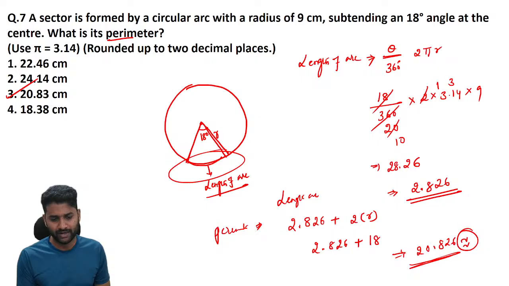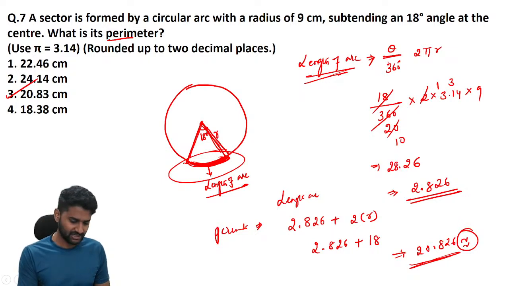First you have to identify the length of the arc. Then we have two radii. See, perimeter is all about the sum of all the sides. So this is not an exact side. This is all about the arc length. So the arc length you should calculate: subtended angle divided by 360 into 2 pi r.